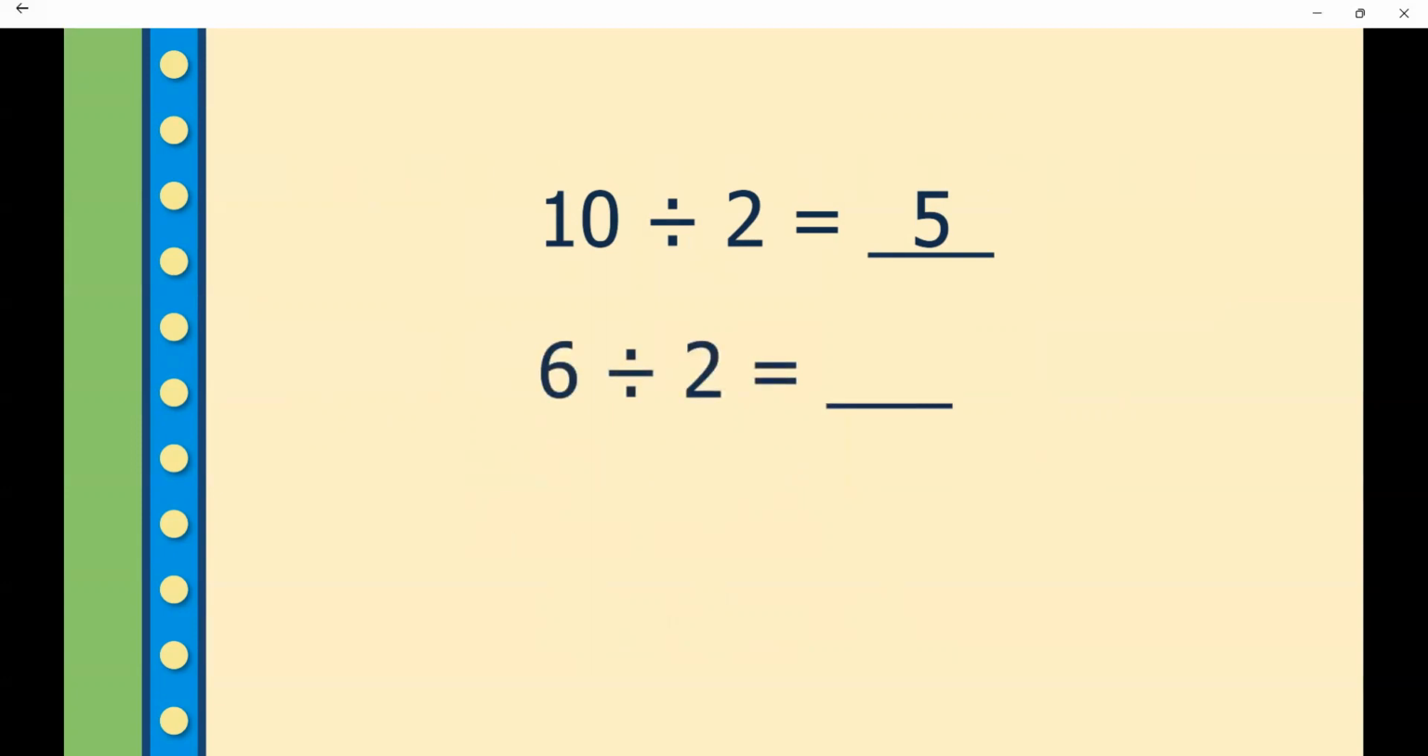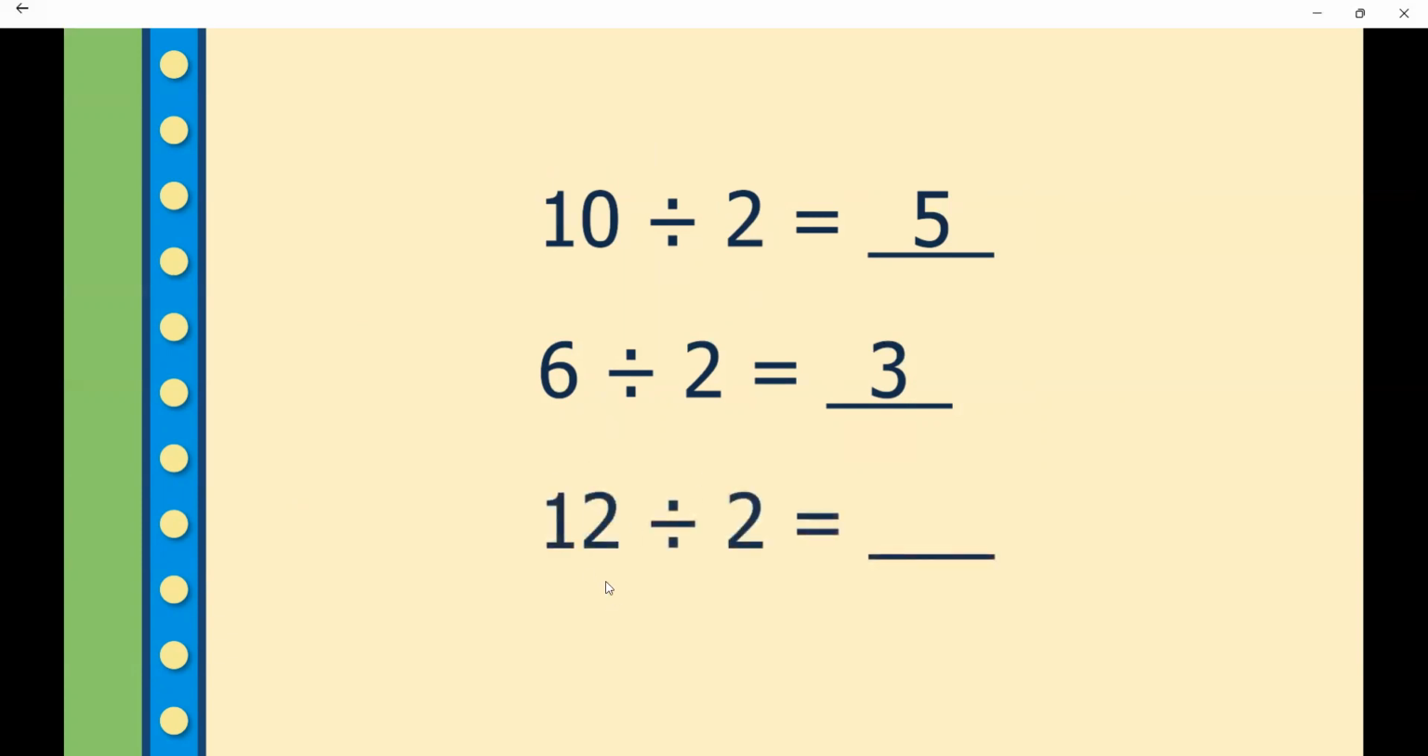Try 6 divided by 2 as well. So if you have 6 and you break it up into groups of 2, you have 3. Now, if you want to go back and check yourself, I can multiply 2 times 5, and I get 10. I can multiply 2 times 3, and I will get 6. So that's important to know.